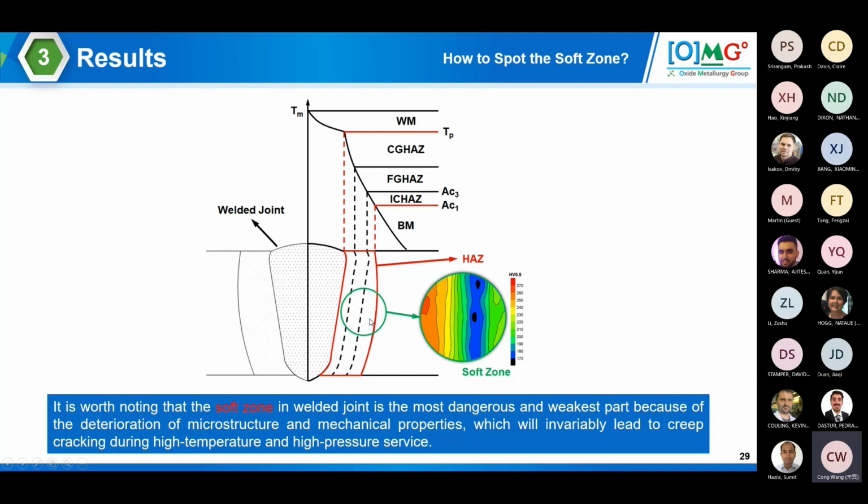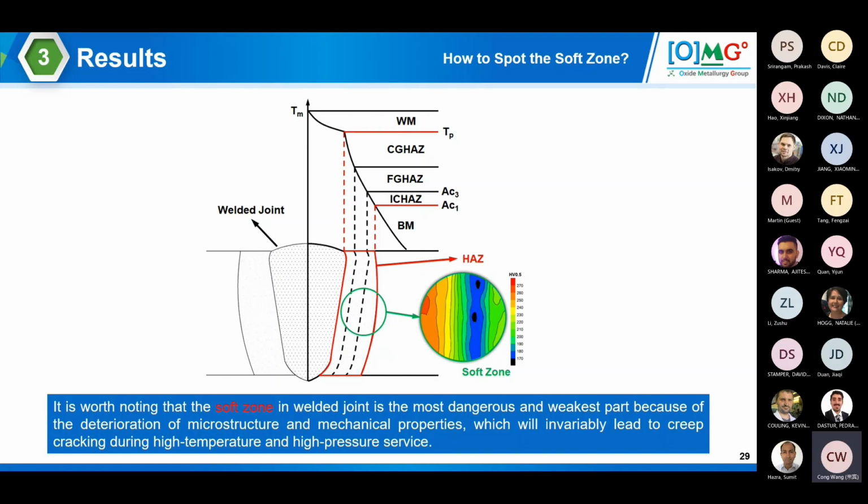And this is actually a very elusive idea. People are talking about this, but not in a manner which can be quantified, and which does not give you a very good indication of how and where you can spot the soft zone. But the significance of the soft zone is very large.